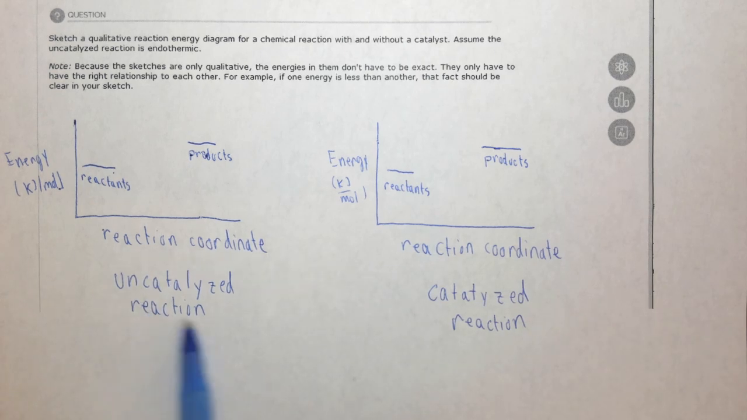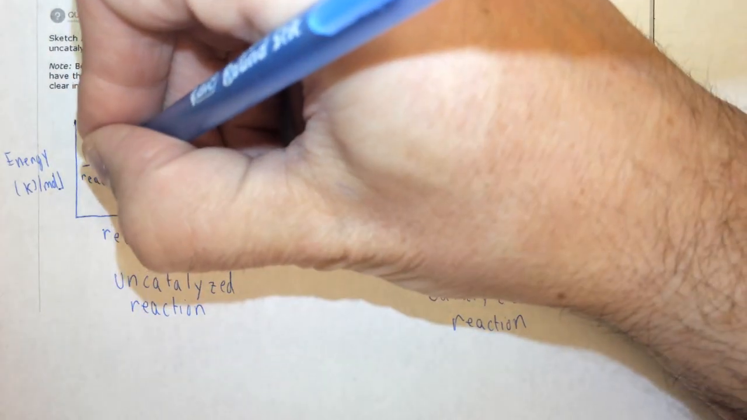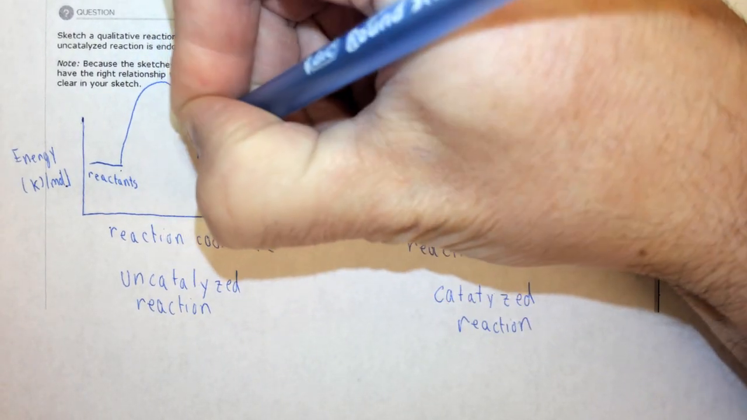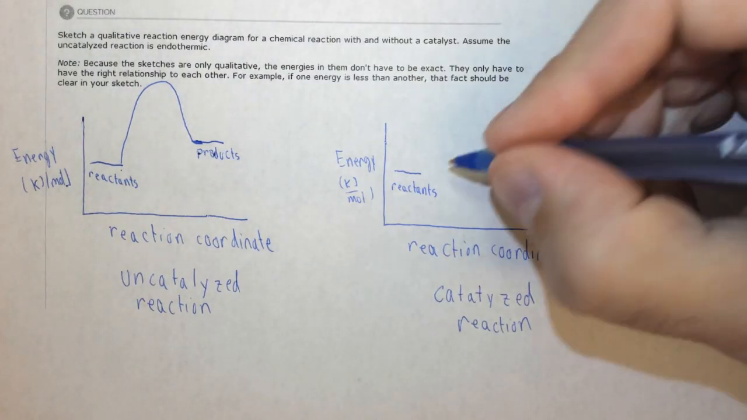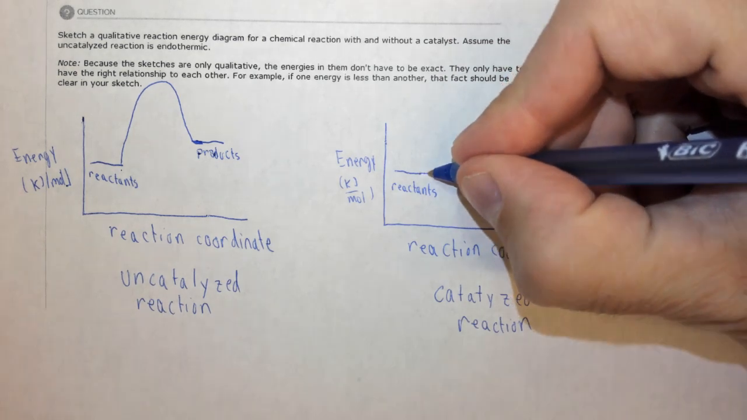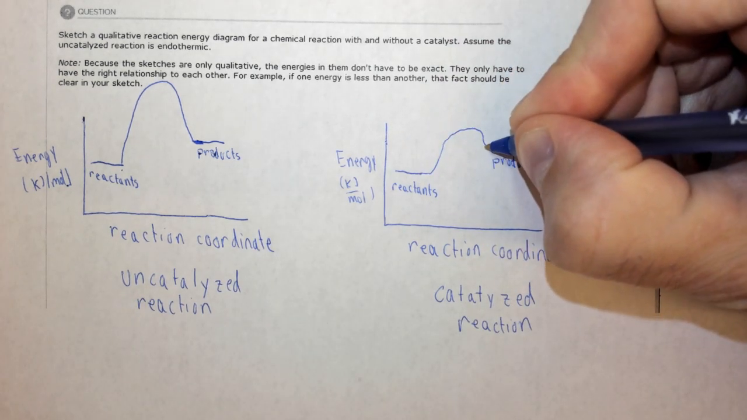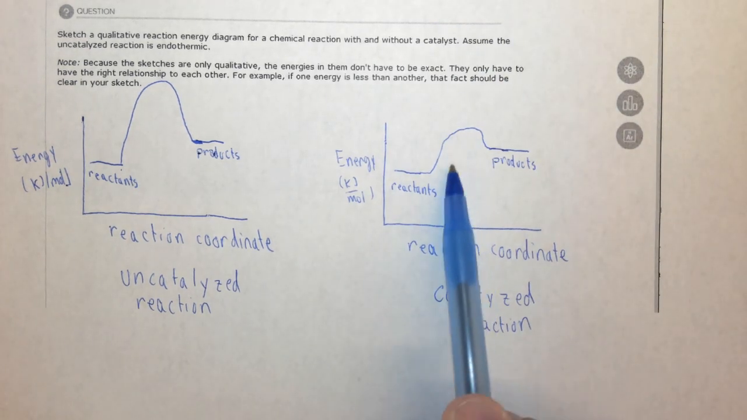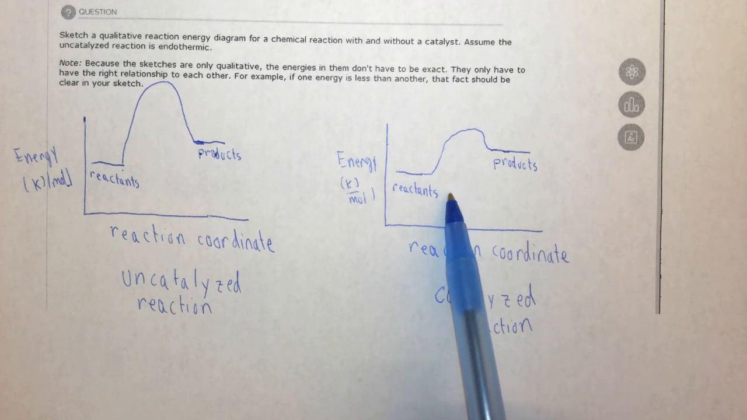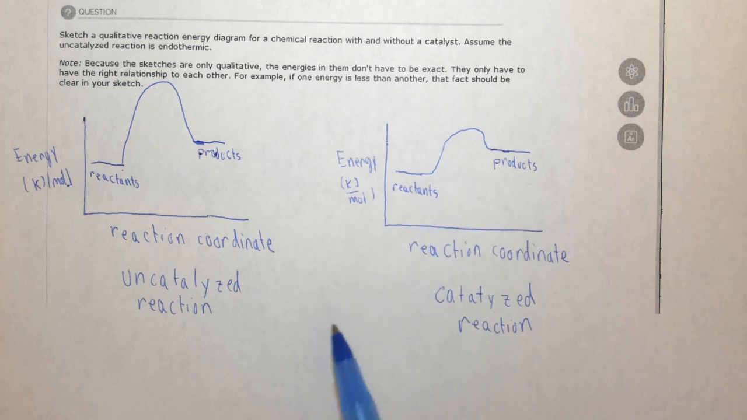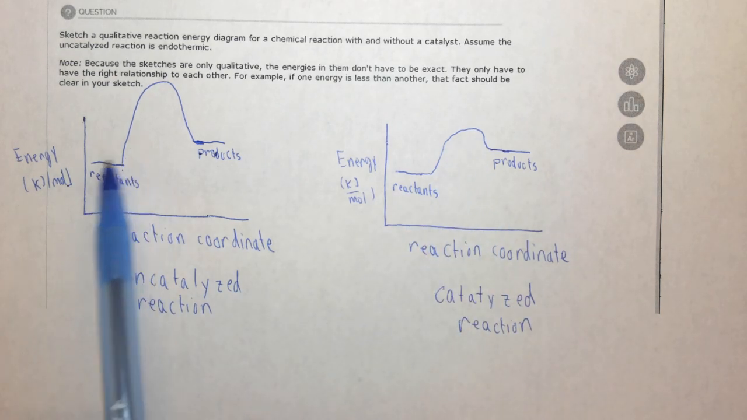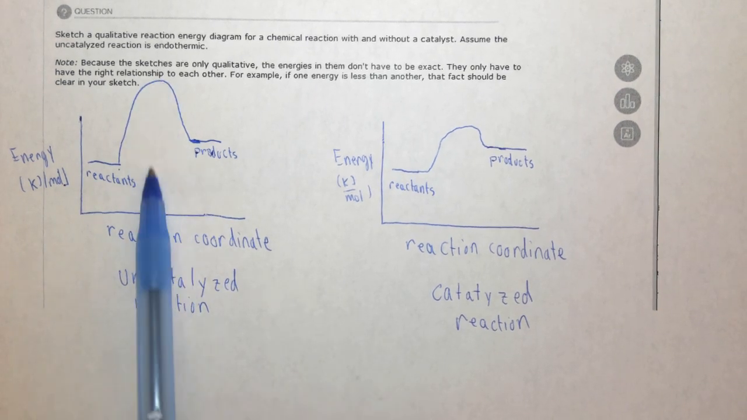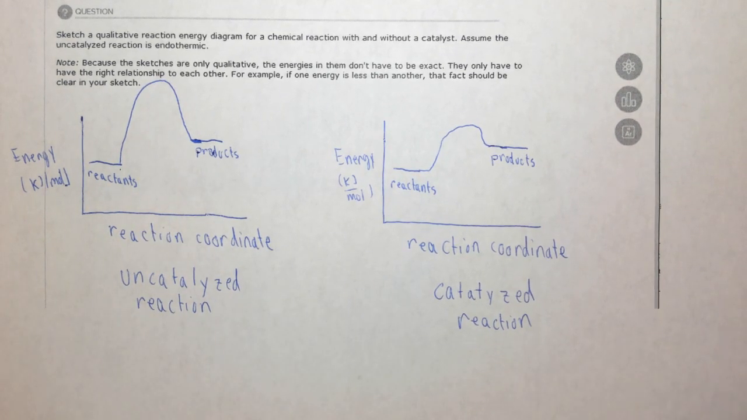So for the uncatalyzed reaction to go slower, we need a relatively high activation energy. And then for the catalyzed reaction, which goes faster, we need a relatively low activation energy. So the catalyst lowers the activation energy and therefore increases the rate of the reaction. The uncatalyzed reaction has a much higher activation energy and therefore it goes slower.